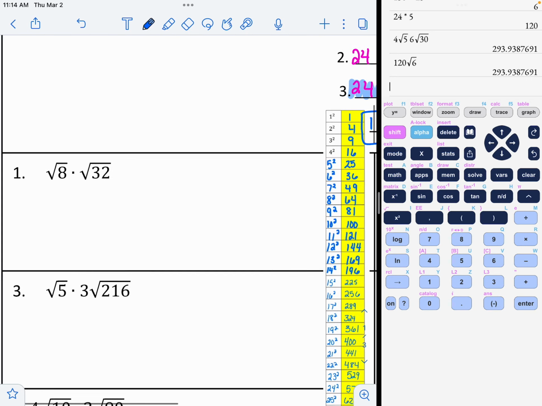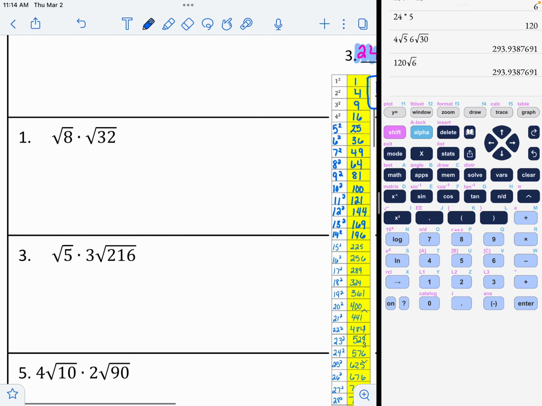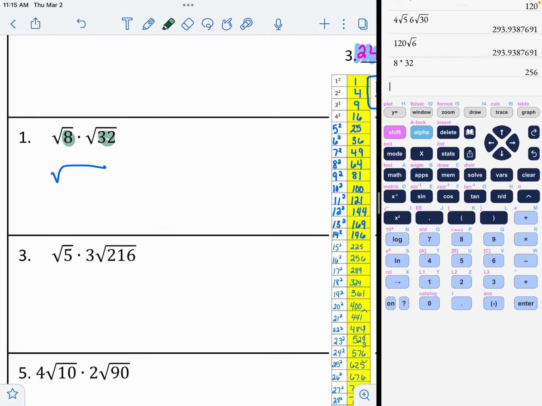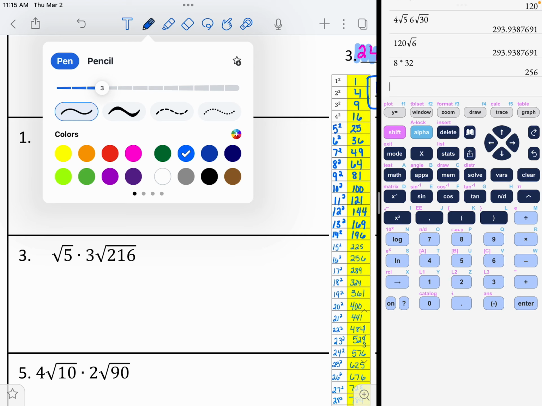I want to put it right there. All right, so number one, 8 times 32. So I'm going to, in my calculator, do 8 times 32. Those are both inside numbers. So I'm going to draw my square root, and maybe just so I stay consistent today, I'll do all my insides in green, just to stay consistent.